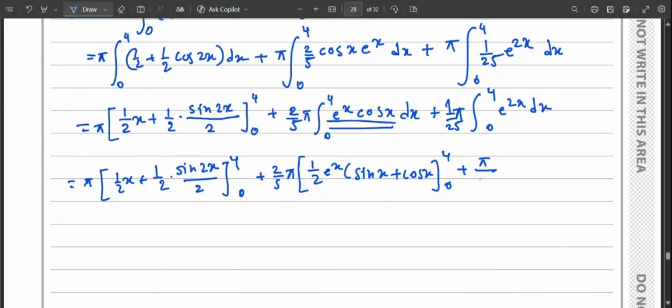Then again I can simplify 1 by 25 pi, and the integration of e to the power of 2x would be e to the power of 2x, but we have to divide by the differentiation of 2x. The differentiation of 2x would be 2. This is our expression.